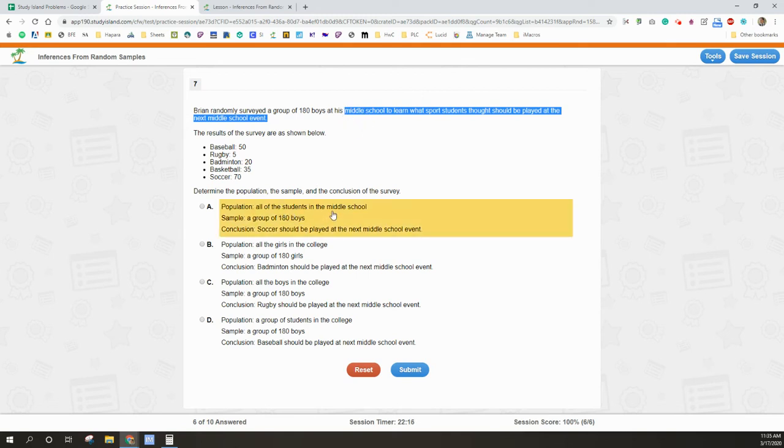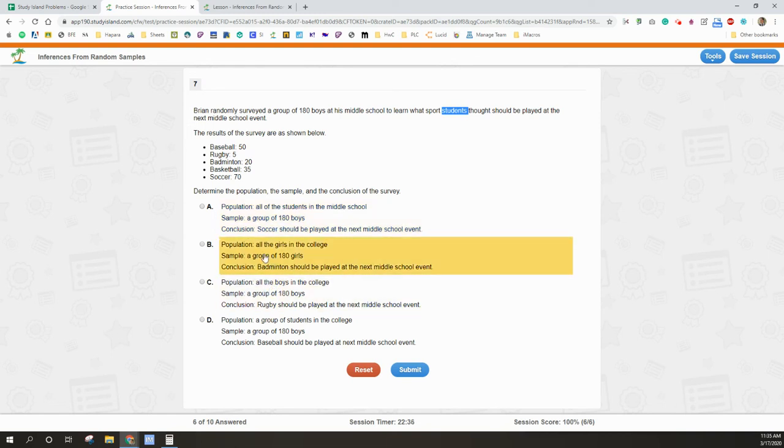So it says all the students at the middle school. Well, this says sports students thought. So it doesn't matter for just the boys. He wants to know what all the students thought. He only surveyed boys, but this says that he wants to know what students thought. It doesn't specify boys. So all of the students at the middle school is the correct population.